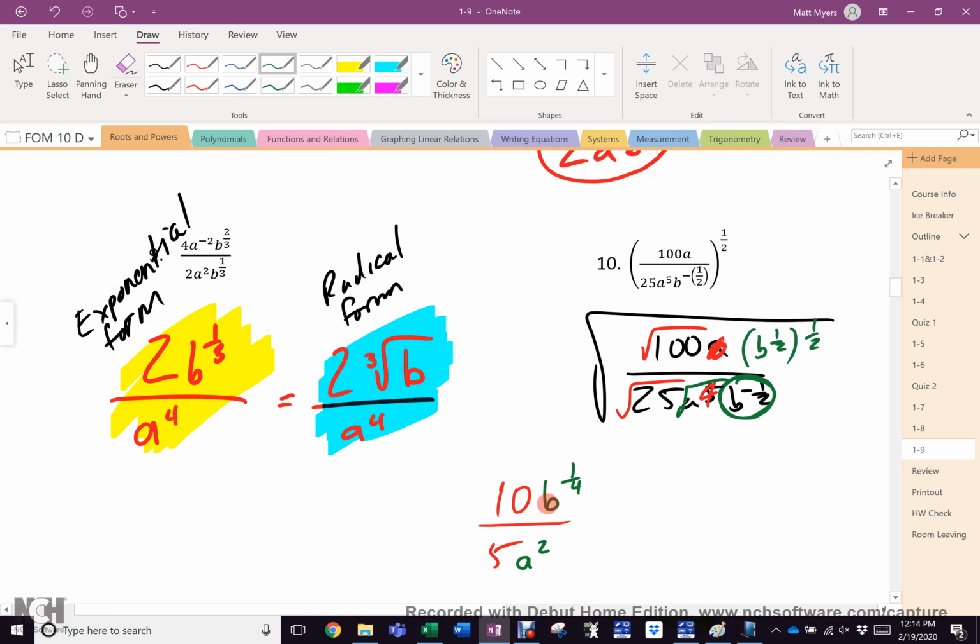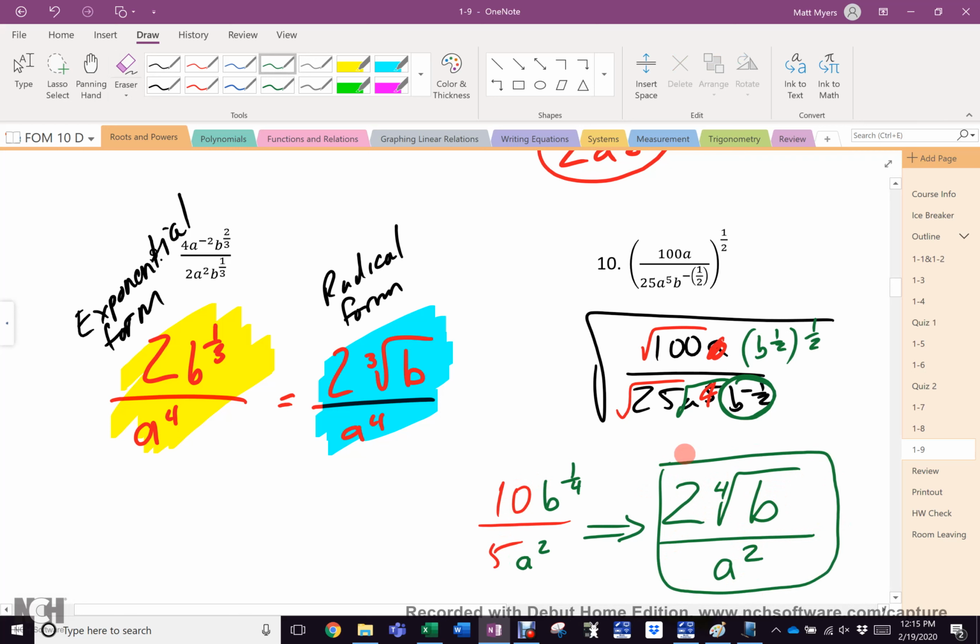Now, can we do one more thing here? Is this exponential or radical form? Exponential. So can we change it to radical just for the sake of changing it, to show off? What would it be? 10 to the... 10 divided by 5, 2. The 4th root of b over a squared.